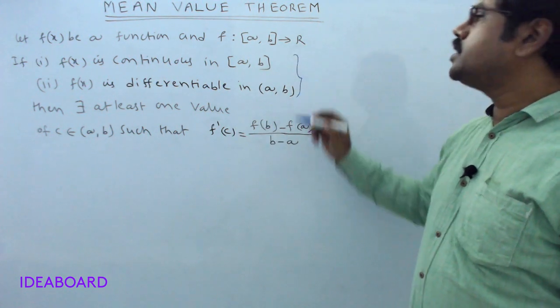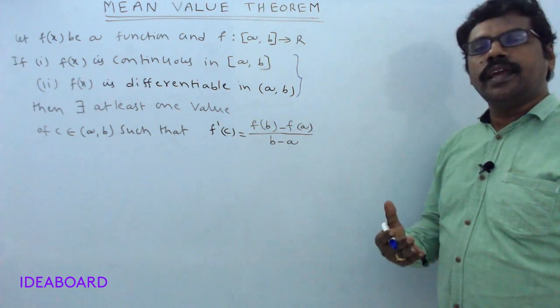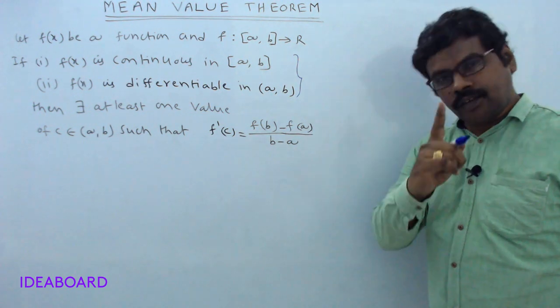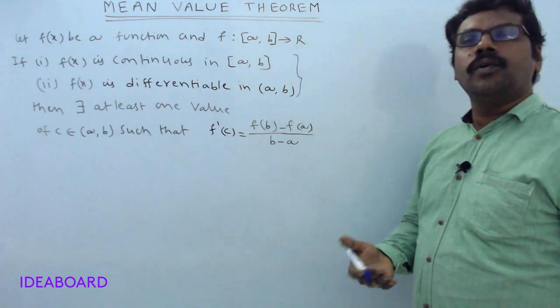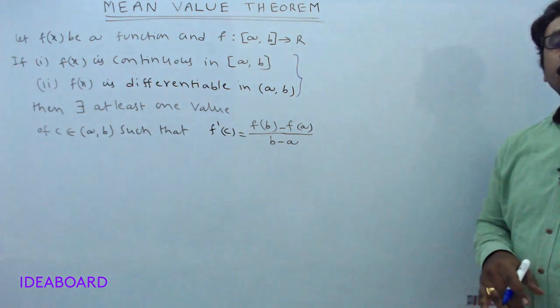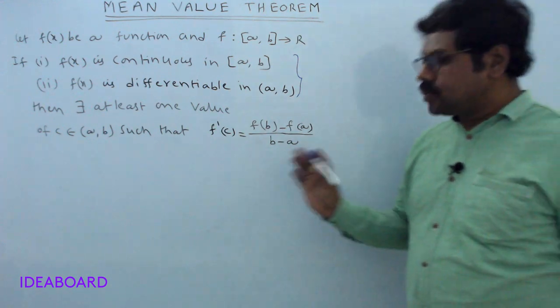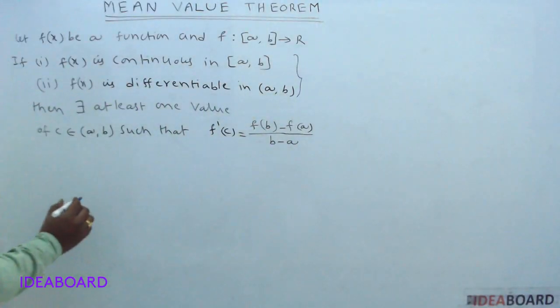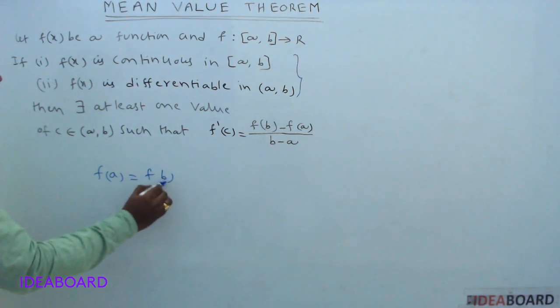By observing these conditions, you are saying it is familiar to Rolle's theorem. Yes, you are right. This mean value theorem is familiar to Rolle's theorem. But what is the third condition in Rolle's theorem? f(a) equals f(b). So write down the third condition in Rolle's theorem: f(a) equals f(b).